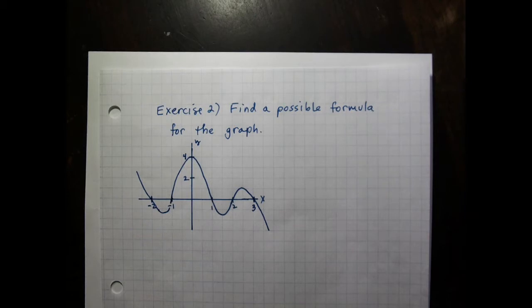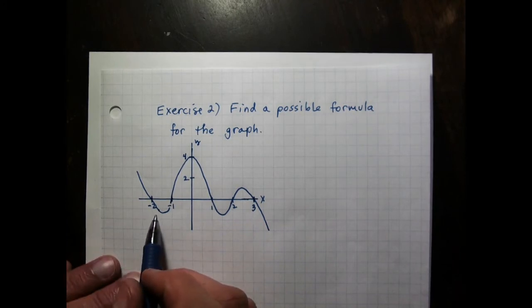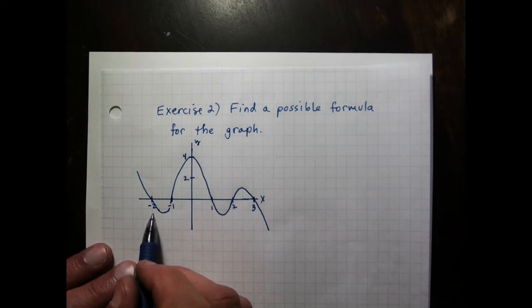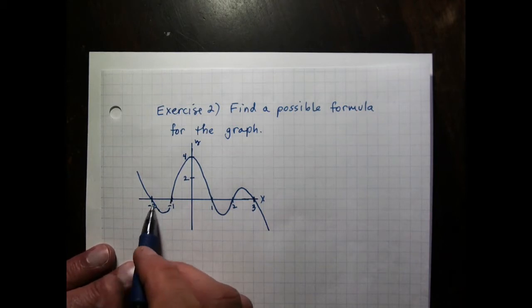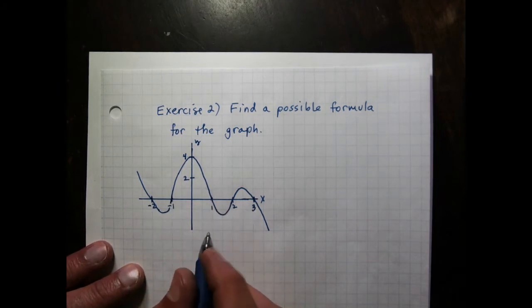So our next exercise involves finding a possible formula for a given graph. This is the graph of a polynomial function that we see here. And I guess the thing that you want to observe first is that we know a lot about the zeros, right? The x-intercept values here for this function. In fact, there's a whole bunch of x-intercepts, 1, 2, 3, 4, 5.